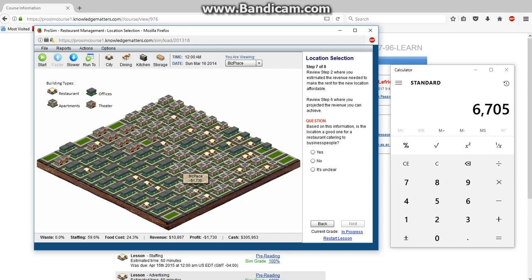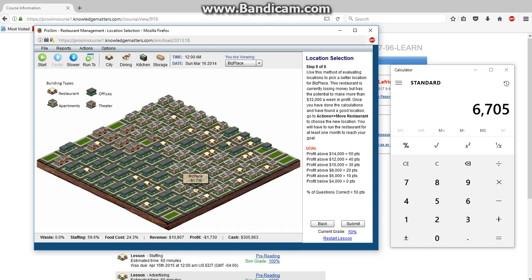Review step 2 where you estimated revenue. So we were expecting to make 17,000, and review step 6 where you projected revenue you can achieve. So we can only achieve $6,000, but for us to afford this rent, we need about 17,000. So based on the information, is the location a good one? No, it's not. It's too expensive for us because it's more than 8% of our revenue. And now location selection, we're gonna find another location for this business.